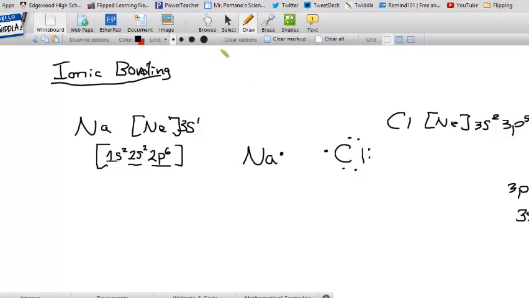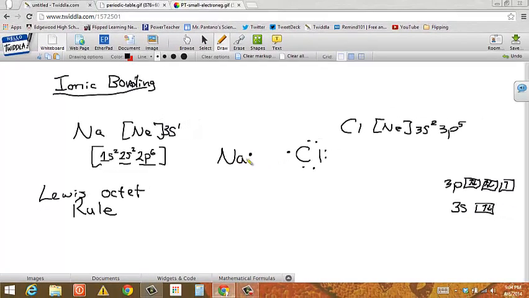The rule that says that has to be the case is called the Lewis octet rule. The Lewis octet rule says that all elements want to have 8 valence electrons to be stable, because the noble gases have 8, an octet of electrons. So sodium wants to get rid of its 3s1 electron. It really would like to get rid of that. This lone dot is keeping sodium from being stable.